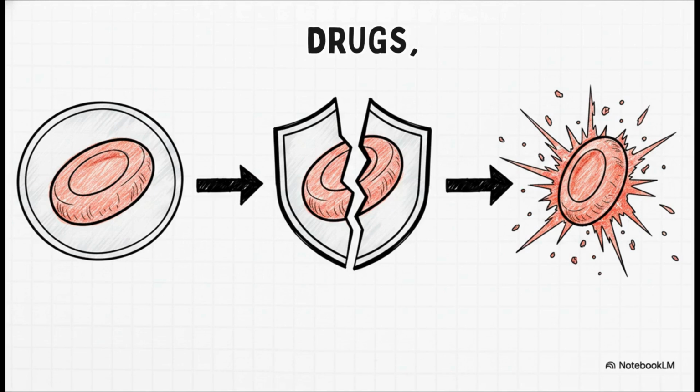Classic precipitating drugs, like the anti-malarial Primaquine, deplete the cell's protective glutathione. And without that glutathione, the red blood cells just can't handle the oxidative stress, and they literally pop, causing massive intravascular hemolysis. And that is exactly why screening your patients before starting Primaquine is an absolute must.